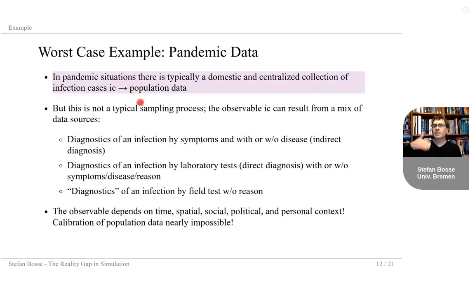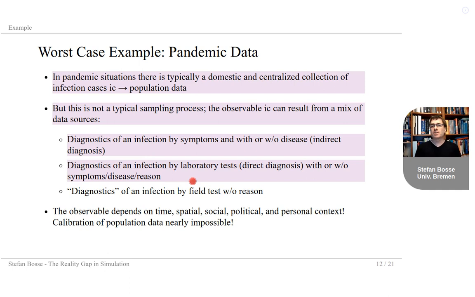In a pandemic situation, there's typically a domestic and centralized collection of infection cases. That means the population data. But this is not a typical sampling process. The observable can result from a mix of data sources. That means diagnostics of an infection, for example, by symptoms and with or without disease. That means indirect diagnosis. Diagnostics of an infection by laboratory tests, direct diagnosis with or without symptoms, disease, reason or cause of the test performed. And finally, diagnostics of an infection by field test without any reason.